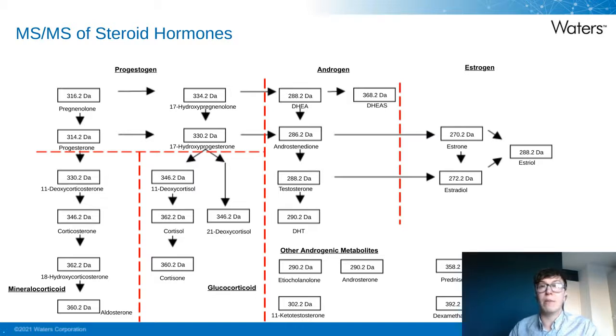So here is the steroid pathway with the associated masses of the steroid hormones. We are able to differentiate some of the steroids through precursor mass alone, but multiple reaction monitoring in tandem quadrupole mass spectrometry is also required to provide greater selectivity of the isomeric species.